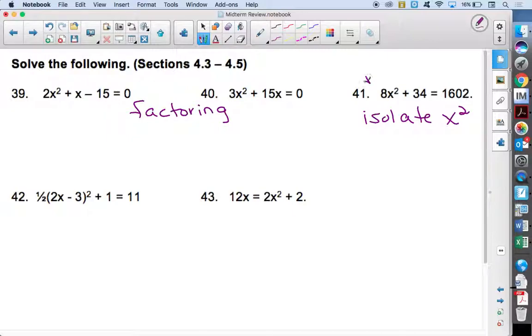So 41 and 42, I'll give you a little bit of a hint there as to how to approach those problems. 43 is set up slightly differently because the 12x is on one side, and then we have 2x squared plus 11 on the other. Because this looks like 40 and 39, and they're equal to 0, you need to set this one equal to 0 as well to try and solve it. That's because it has that same format, an ax squared, a bx, and a c. So if you have that ax squared plus bx plus c, it should be equal to 0 to try and do something with the problem. So take the 12x to the other side.